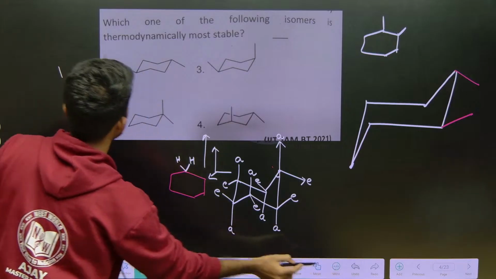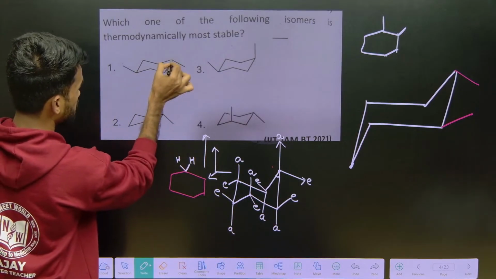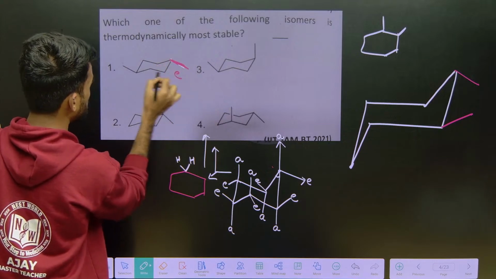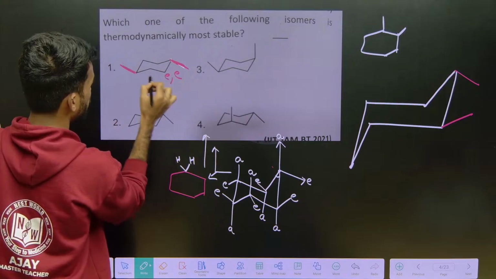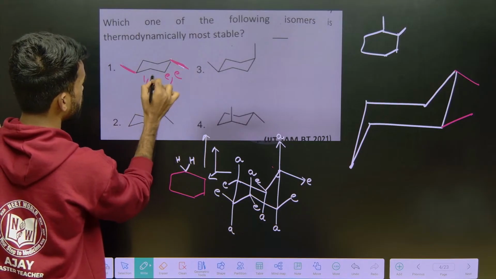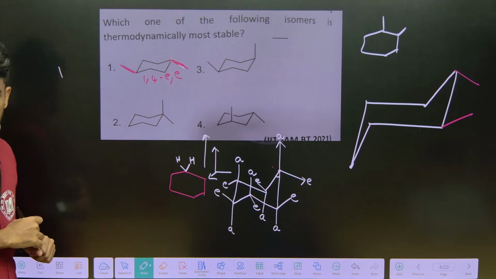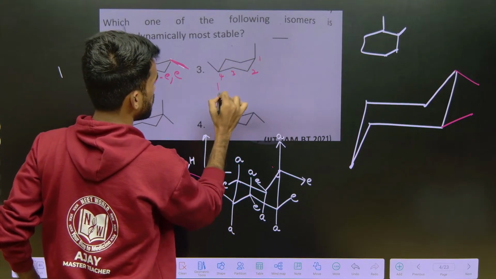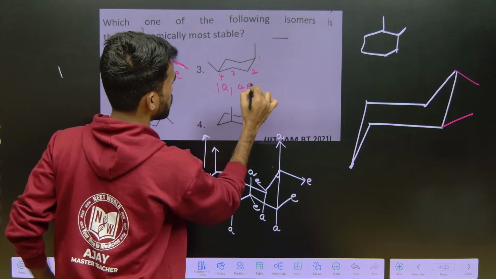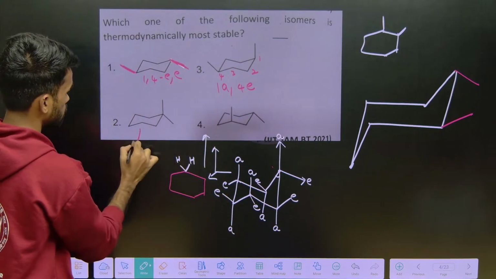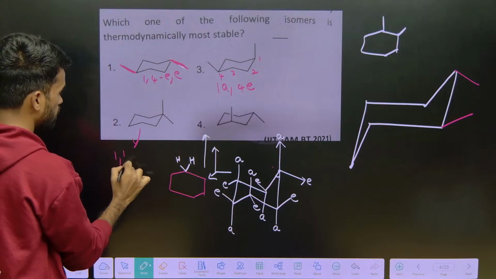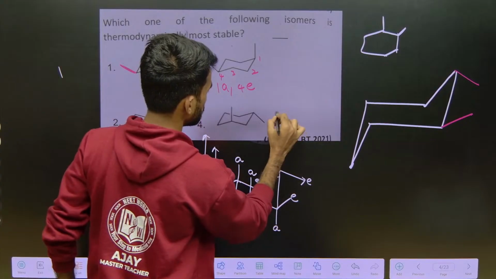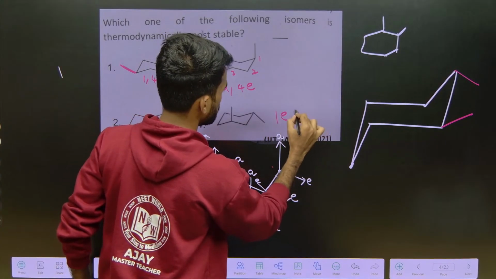What is this? Otherwise you just tell me here whether it is axial or equatorial. Equatorial. This one also. So what are the positions? 1, 4 EE. Okay, what about this? 1, 2, 3, 4. 1 axial, 4 equatorial we have. And what about this? Both are 1, 1 AE. And what about this? 1 equatorial, 3 axial.